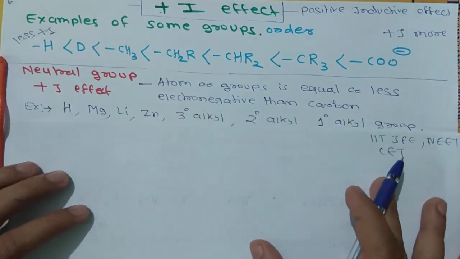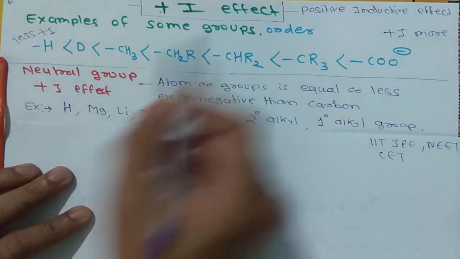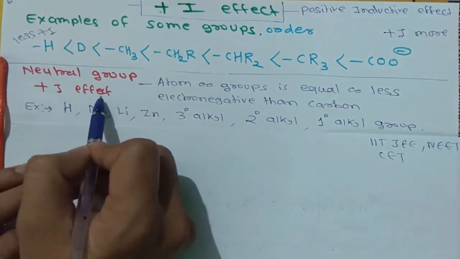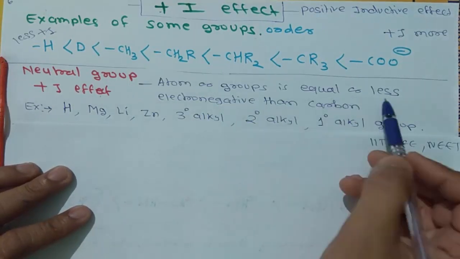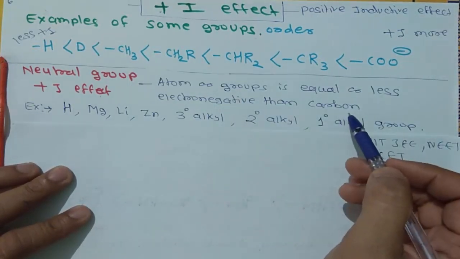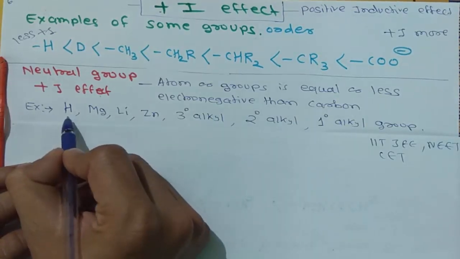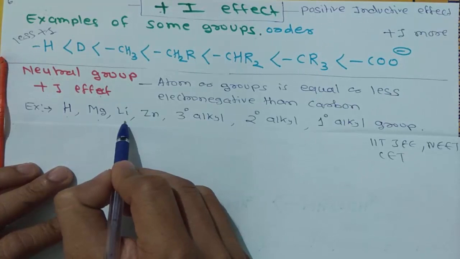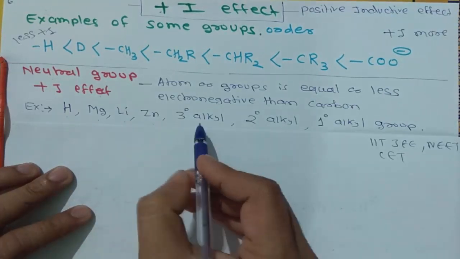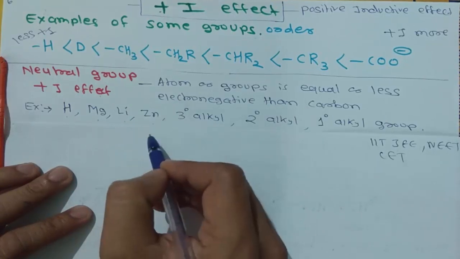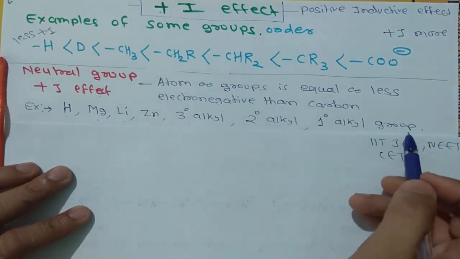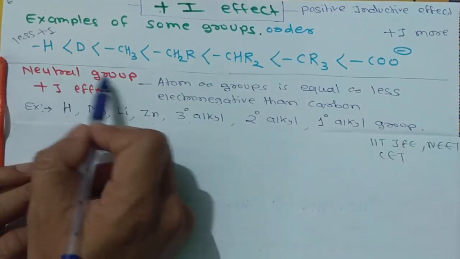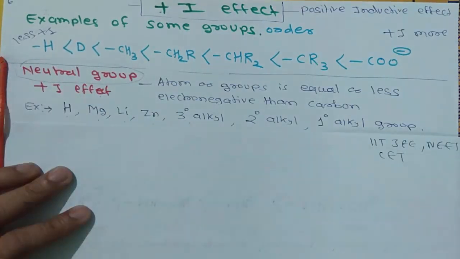Then again there are other plus I effect groups, called neutral groups, which show the plus I effect. The atoms or groups which are equal or less electronegative than the carbon atom. Hydrogen has less electronegativity than the carbon atom. Magnesium and all the metals, lithium, zinc, have less electronegativity than the carbon atom. Again tertiary, secondary and primary alkyl groups are called neutral groups, which can show the plus I effect when attached to the carbon atoms.